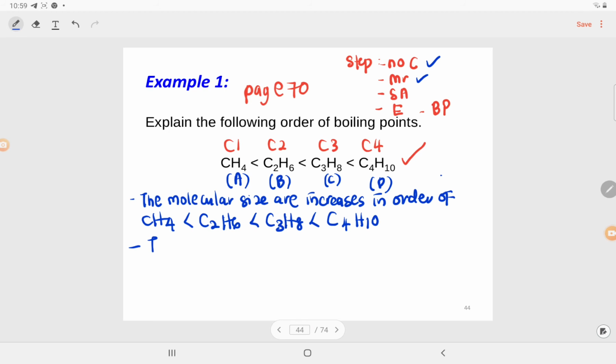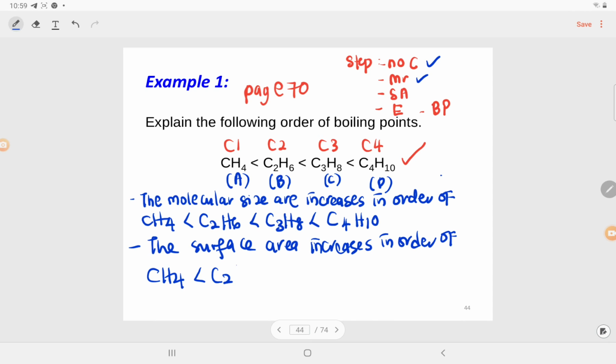So, we can state that the surface area increases in order of, arrange them again, CH4, C2H6, C3H8, C4H10.